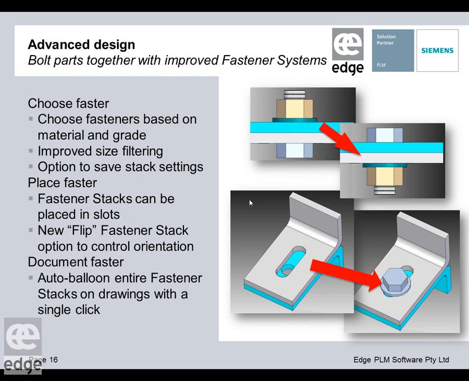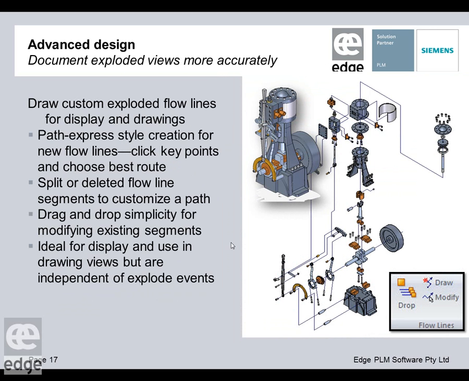As I said before, there's a lot of work on the place fasteners, the fastener stack area, and some auto ballooning on fastener stacks. There's been a lot of work on flow lines for exploded views, so you can custom edit the flow lines with avoidance areas and what have you. You can split the flow lines, you can insert new lines, and they'll all come through to draft. There's a lot of tools in there.